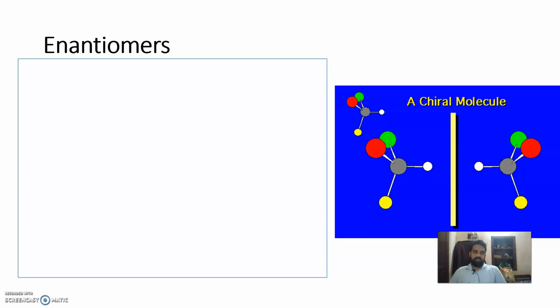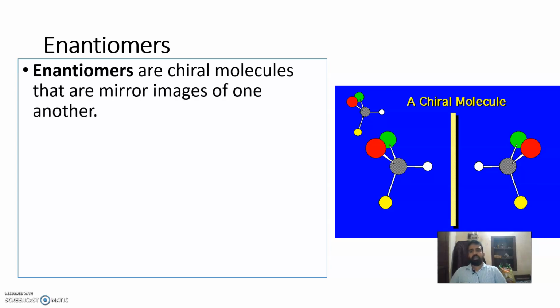The pictures you see here, they are enantiomers. They are mirror images to each other. That's why they are enantiomers. Enantiomers are chiral molecules that are mirror images of one another. Okay, they are chiral molecules. They are mirror images to each other.